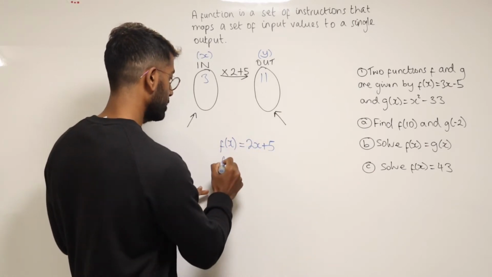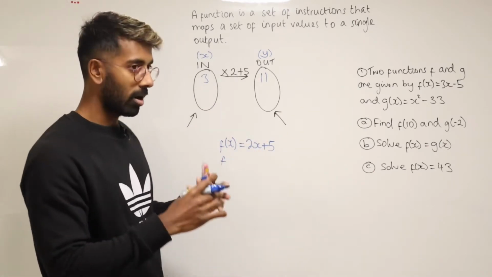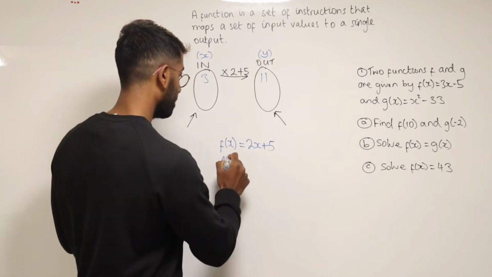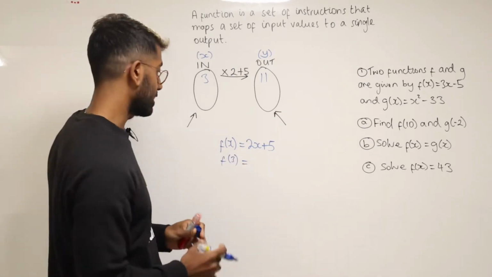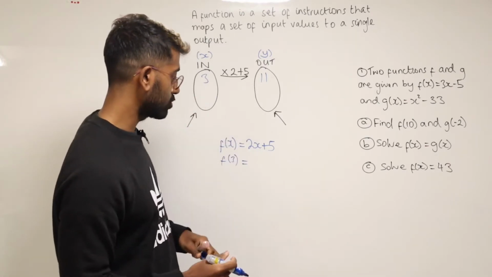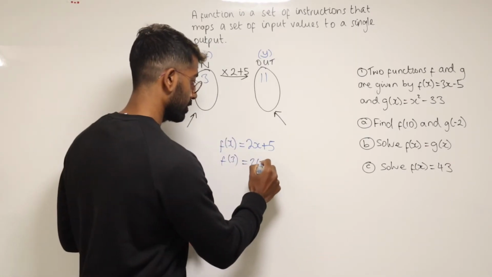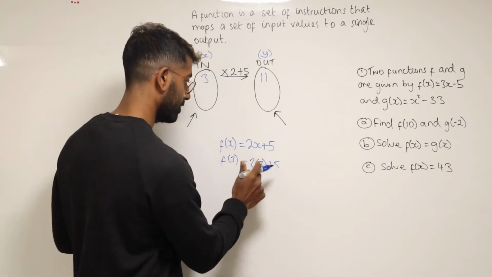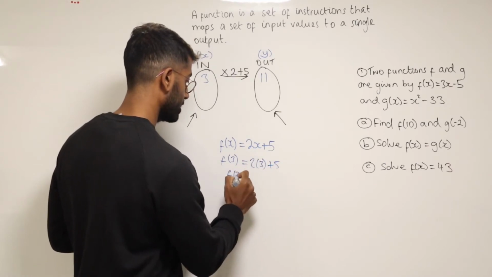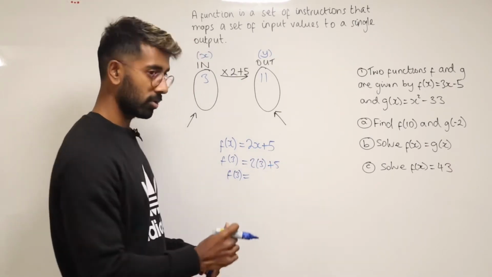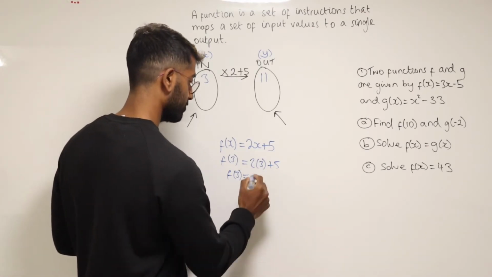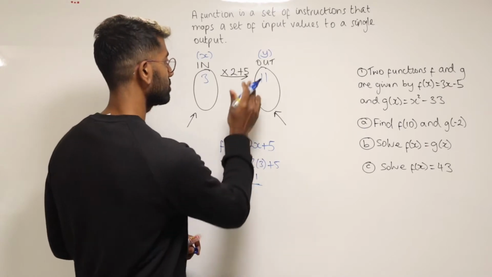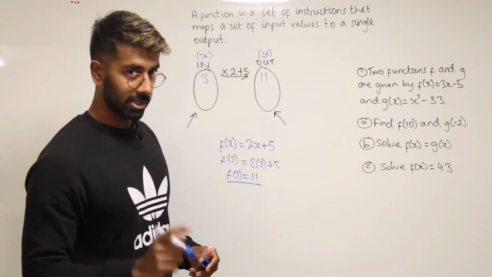Now we can show some notation for this using our function over here. Because our input, our x value, was 3, we can replace that x with 3, because this shows that we're going to substitute 3 into this function. So we say when our input is 3, or we say f of 3 is equal to 6 plus 5, which is 11, and that's our output there.